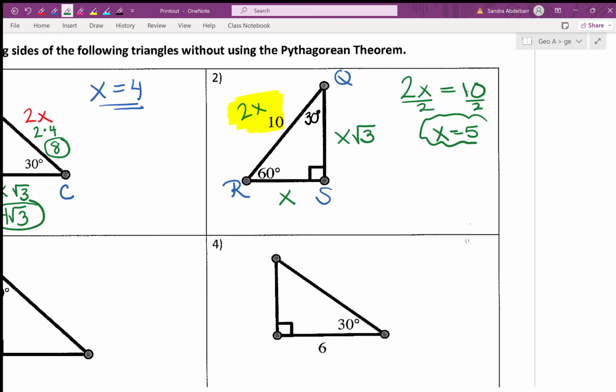Which side is 5? RS is 5. And what about QS? What's that going to be? 5 root 3.